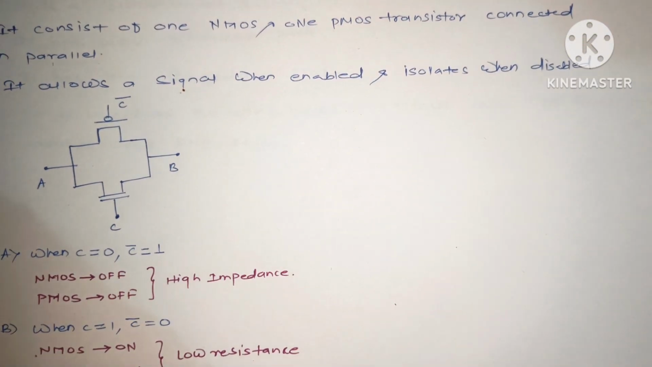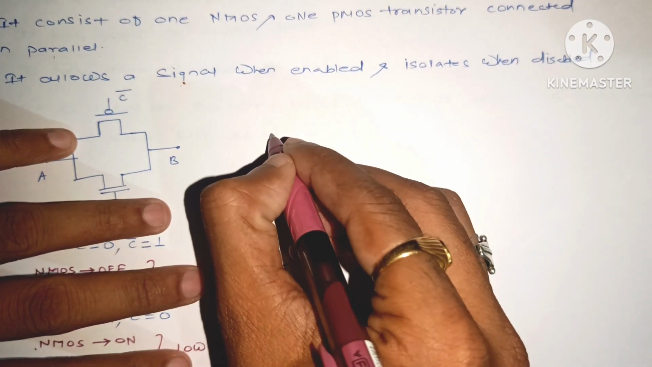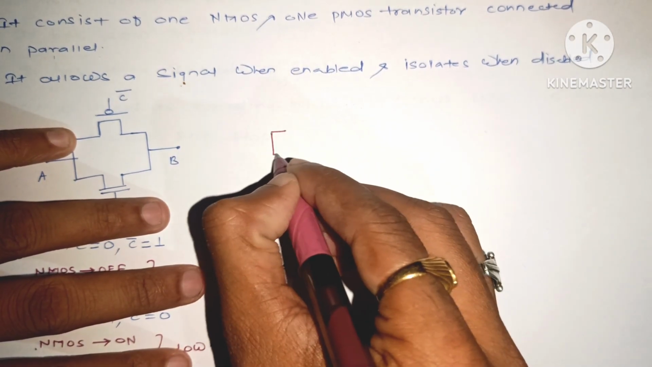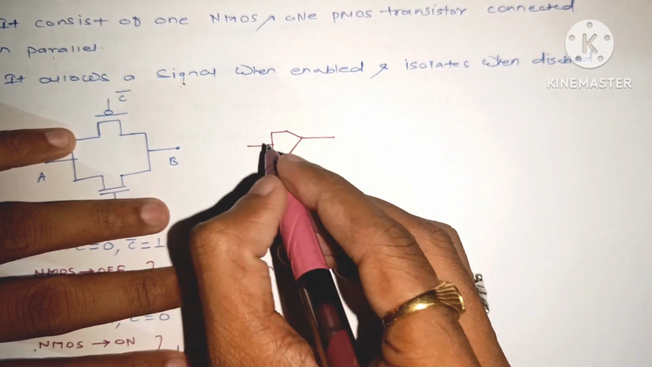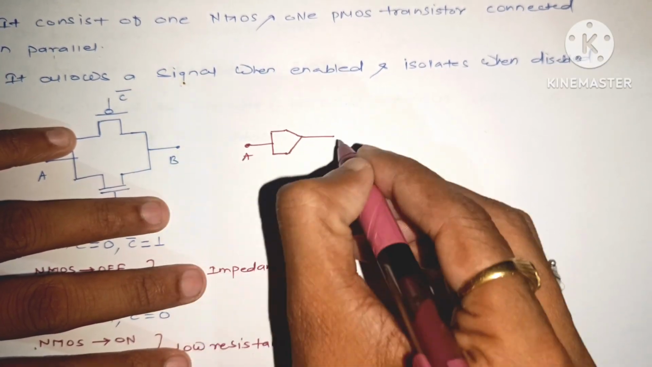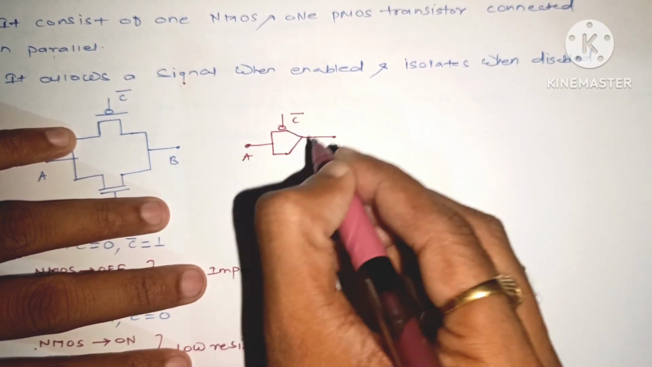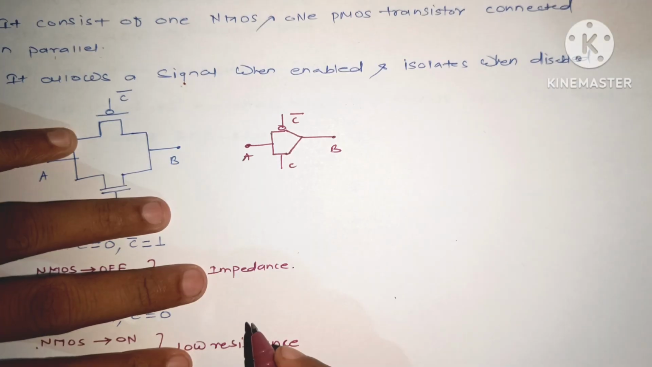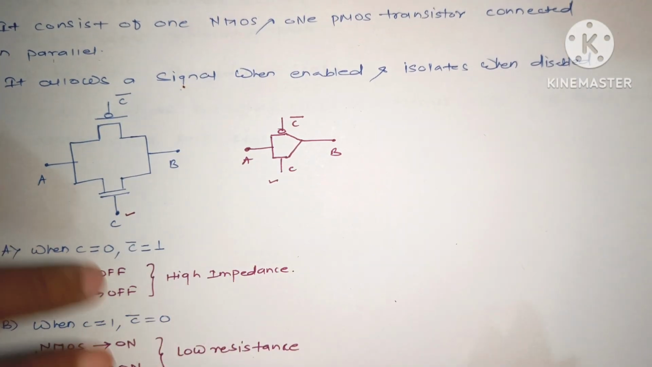Now in many of the books they have mentioned the schematic of transmission gate as a tri-state buffer, which could be connected like this. This is A, this one is B, this is a control signal C bar, and this is C. So either you can use this particular schematic or this particular schematic.